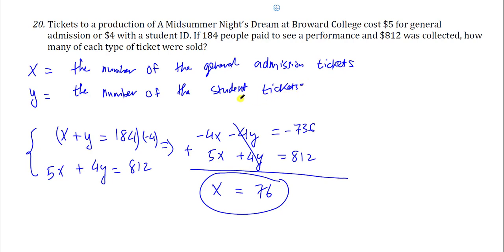Now for y, the student tickets. We know that the total number of tickets is 184. Therefore, once we know 76 for x, we can solve for y by taking 184 minus 76, which is 108 student ID tickets.